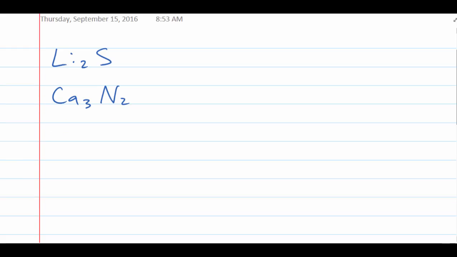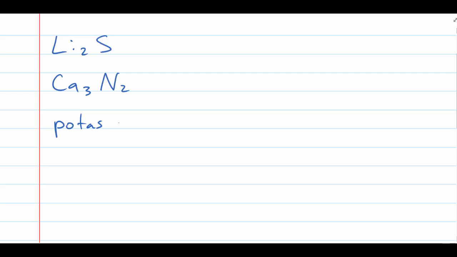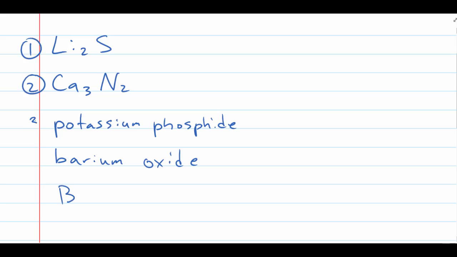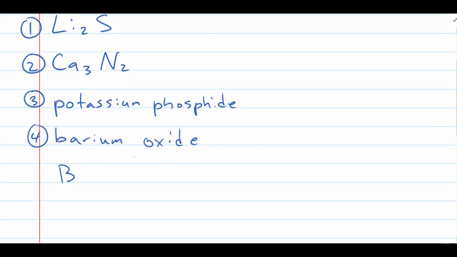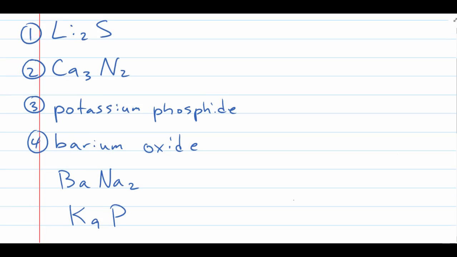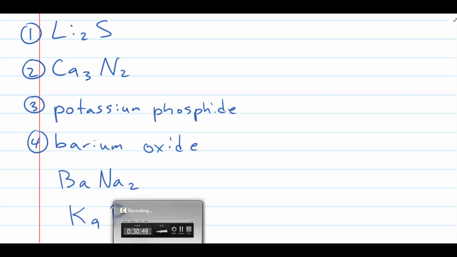Okay, let's try these. Li2S, Ca3N2. We'll try potassium phosphide. And we'll try barium oxide. These are the 4 that you need to be able to do for sure. But I'll give you a couple challenge problems. If you can't get the challenge problems, that's okay. But go ahead, if the formula is given, write the name. If the name is given, write the formula.